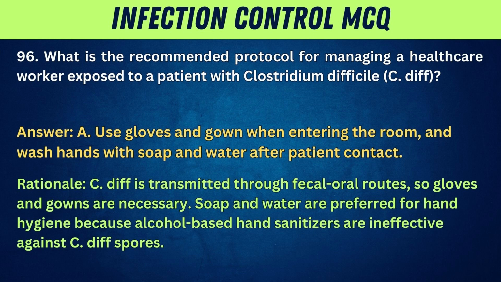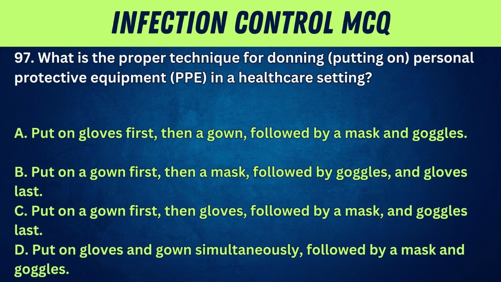97. What is the proper technique for donning, putting on personal protective equipment, PPE, in a healthcare setting? A. Put on gloves first, then a gown, followed by a mask and goggles. B. Put on a gown first, then a mask, followed by goggles and gloves last. C. Put on a gown first, then gloves, followed by a mask and goggles last. D. Put on gloves and gown simultaneously, followed by a mask and goggles.